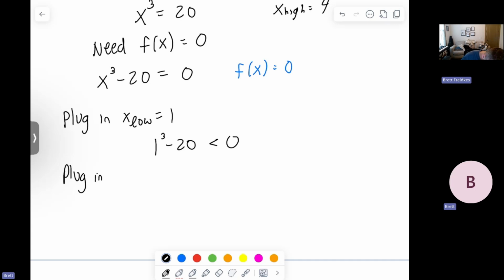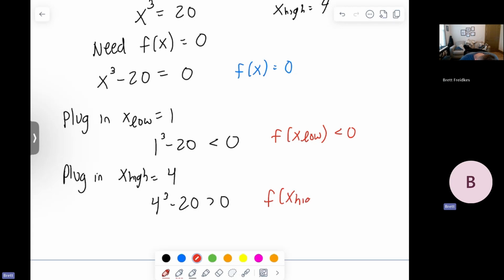We'll plug in xhigh. It'll be 4 cubed minus 20. 4 cubed is 64 minus 20. This is a positive number. Basically saying that f of x low is less than 0. F of x high is greater than 0.